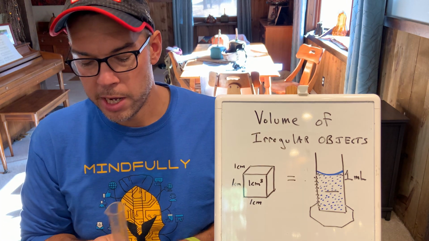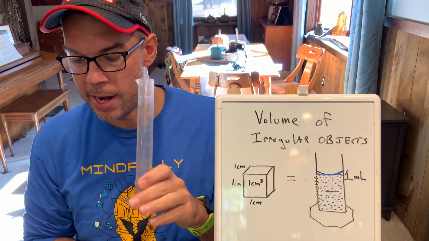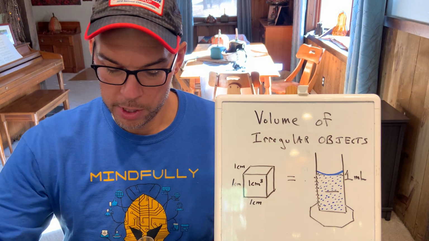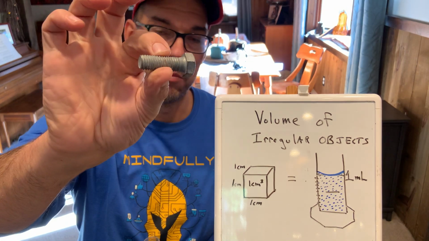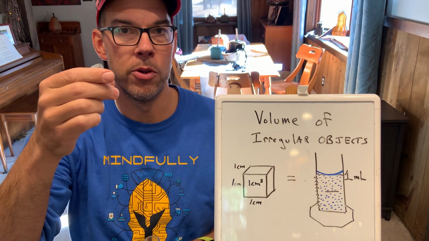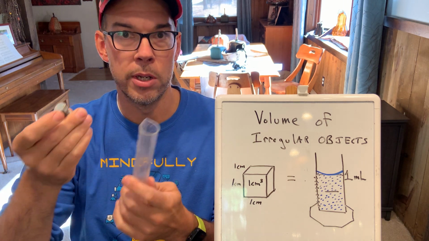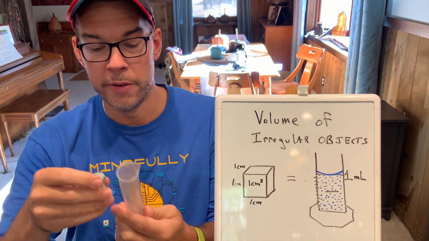All right, so let's learn how to use the graduated cylinder when it comes to displacement. Here is a graduated cylinder. It's a 50 milliliter graduated cylinder, and I'm going to use it to measure the volume of this bolt, an irregularly shaped object. The first thing I want to do when I get back to the lab is make sure that this thing fits in and it's not going to get stuck. All right, so it fits in.